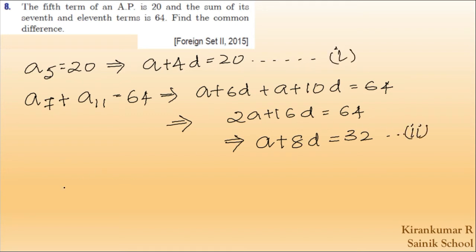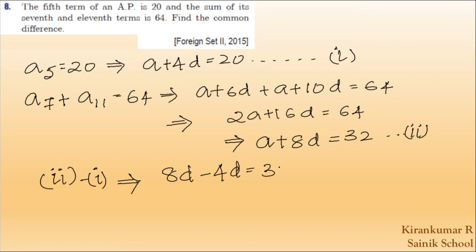We need to simplify these two equations. If you do equation 2 minus equation 1, a gets cancelled and we get 8d minus 4d equal to 32 minus 20. So 4d will be equal to 12 and the value of d is 3. Hence the common difference is positive 3.